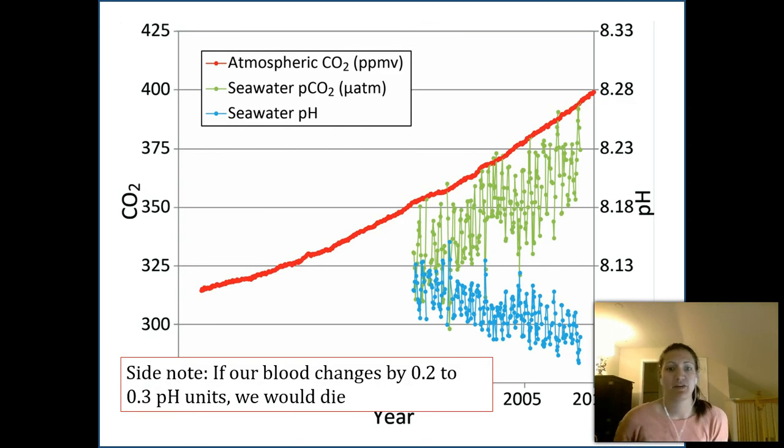But let me put it in perspective for you. Our blood has a specific pH. If our blood pH changes by 0.2 units, that could actually cause you to die. So small changes in pH have a really big effect, not just on the ecosystem, but our own bodies. So although the ocean hasn't changed that much, currently it's only changed about 0.06 or so, that doesn't mean it's not important. And that doesn't mean it can't wreak havoc on the ecosystem.